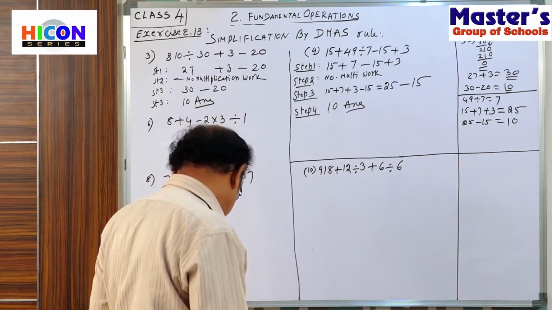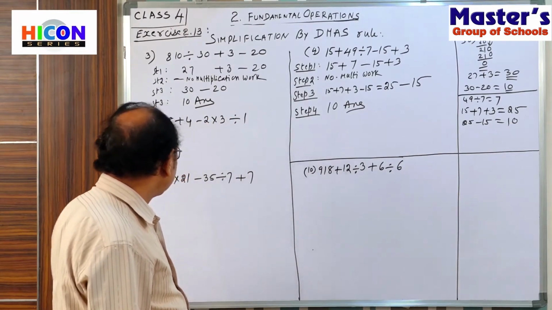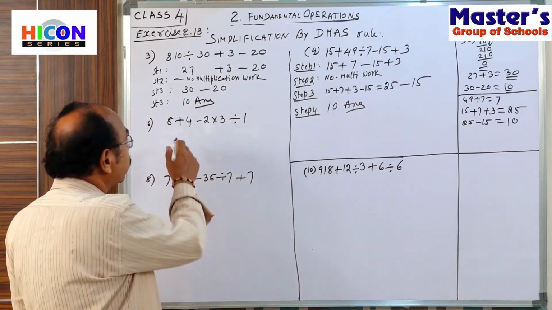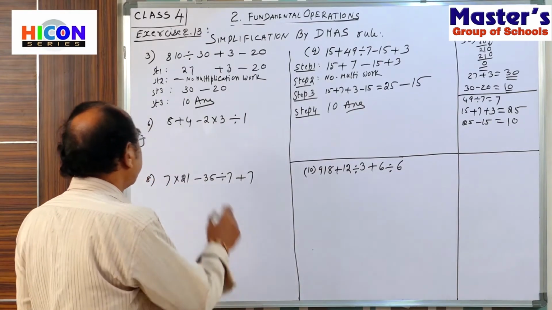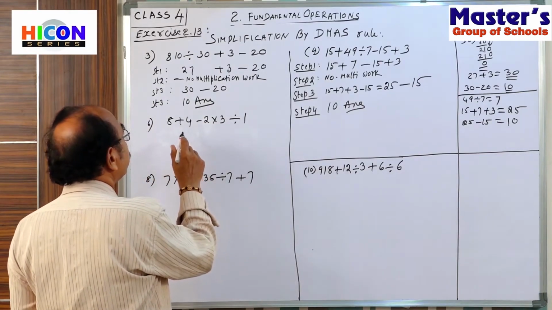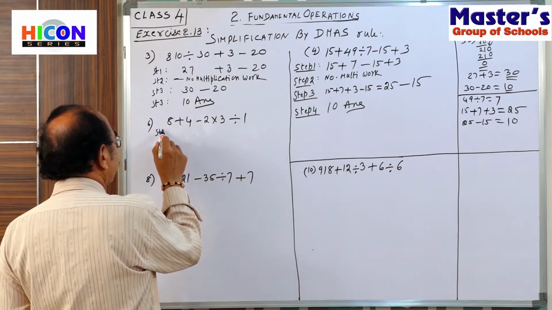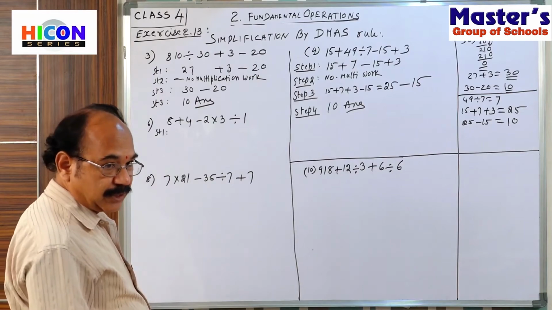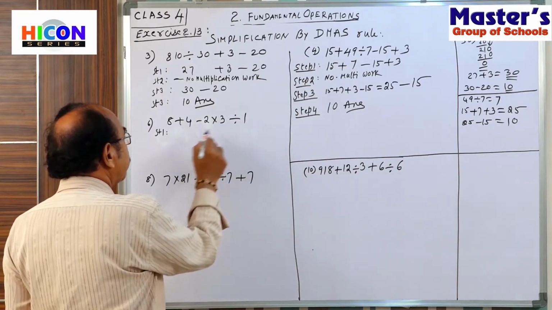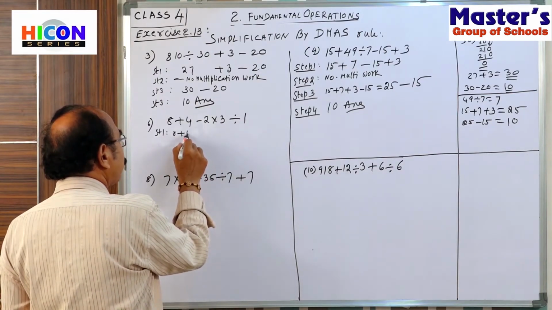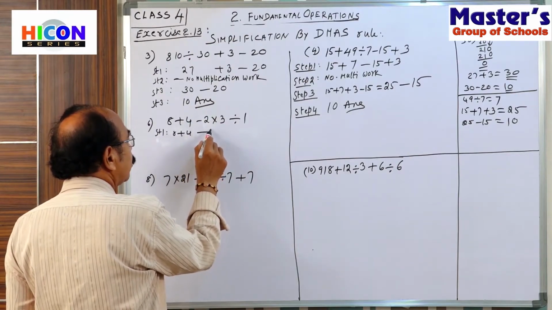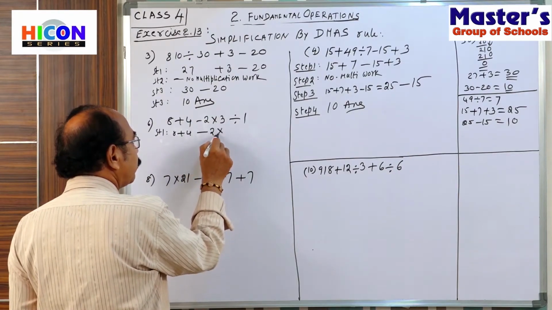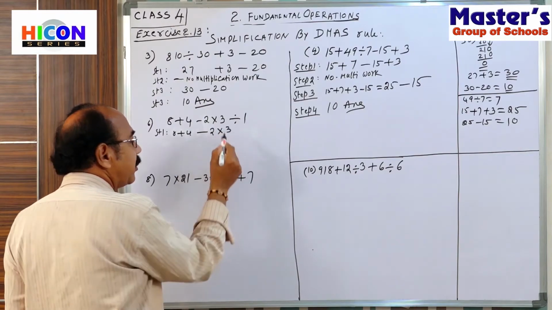Come to the sixth question. Step 1, go to division first. 3 divided by 1 is 3. So 8 plus 4 minus 2 into 3.